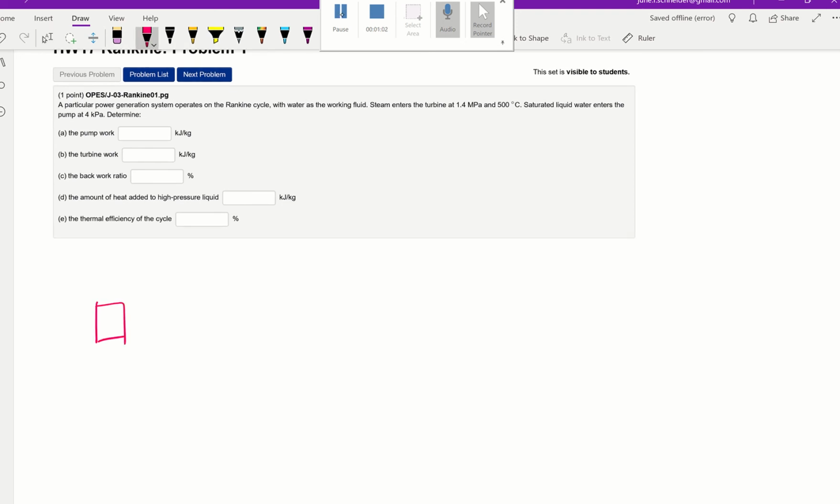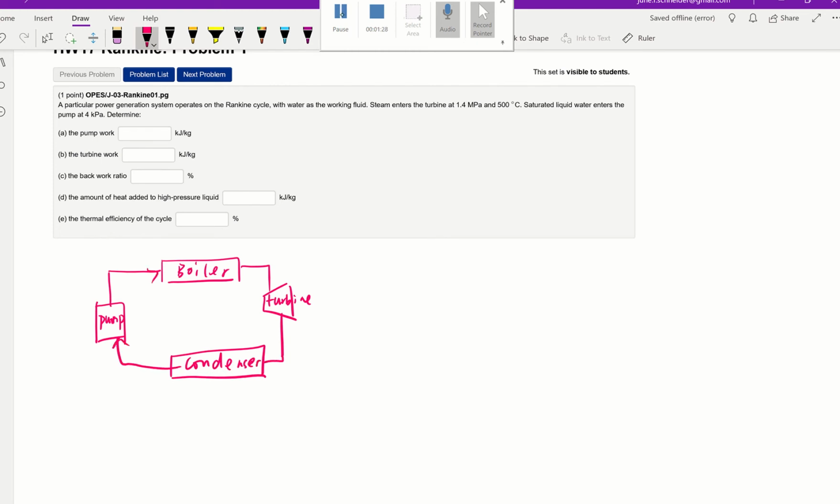So here is our pump, and then after the pump, we're going to go through the boiler, and then we'll go through this turbine, and then going through the condenser. Then going back to the pump. So that's the entire cycle process. And we'll go ahead and draw our TS diagram.